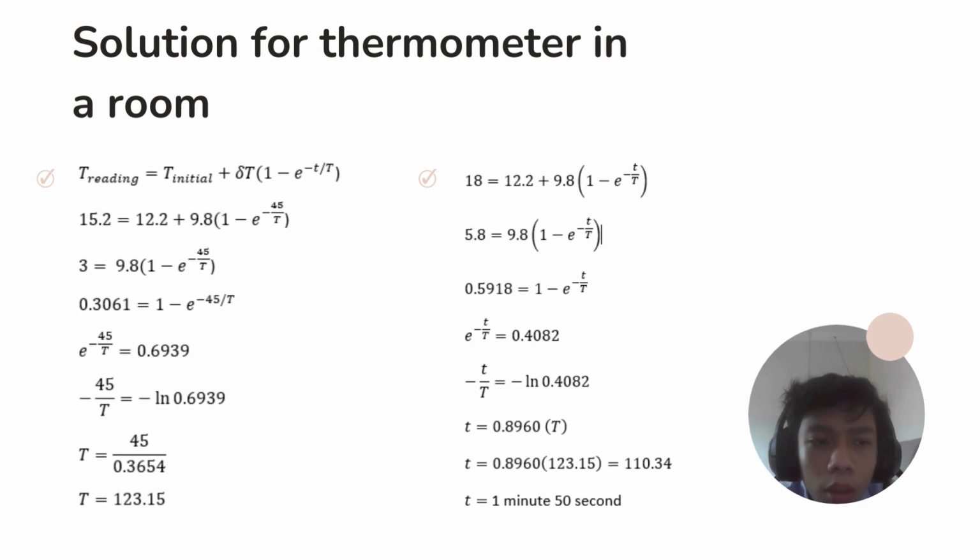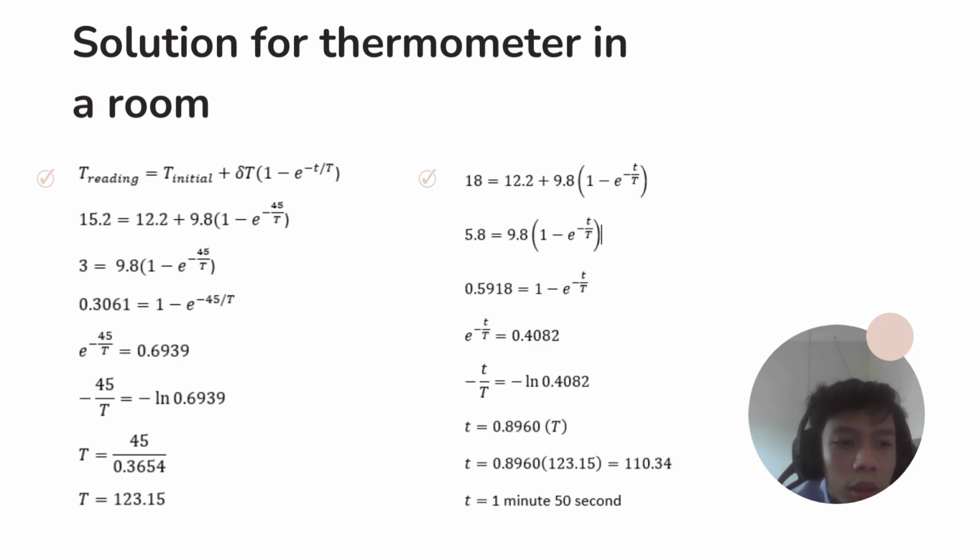Then we move the 9.8 to the left side, which gives 0.3061 equals 1 minus e to the power of negative 45 over T. We change the side of the exponential to become positive, so e to the power of negative 45 over T equals 0.6939. After that, we get negative 45 over T equals ln 0.6939.